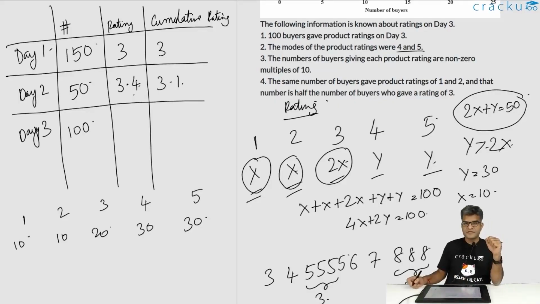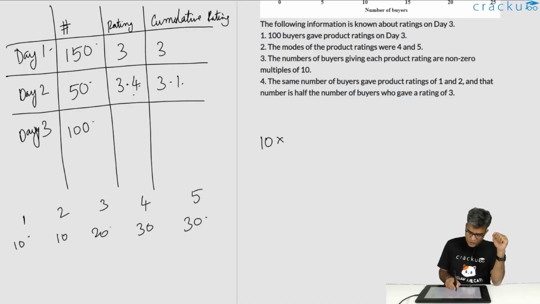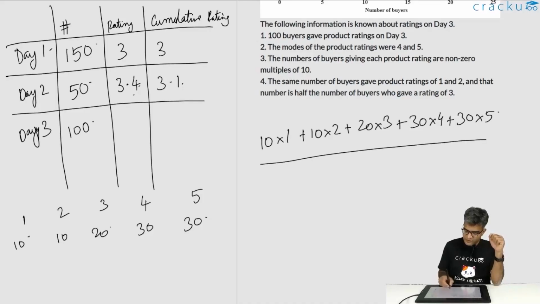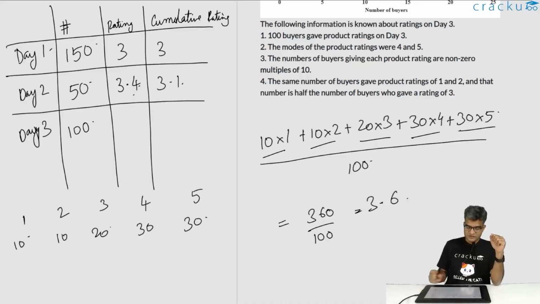So what is the average rating of everybody who gave rating on day 3? The average will be 10 into 1 plus 10 into 2 plus 20 into 3 plus 30 into 4 plus 30 into 5 divided by the total number of people who gave rating, which is 100. This is equal to 10 plus 20 plus 60, that is 90, plus 120, 210, plus 150 is 360. So this is 360 by 100, which is equal to 3.6. So the average rating of people on day 3 is 3.6.